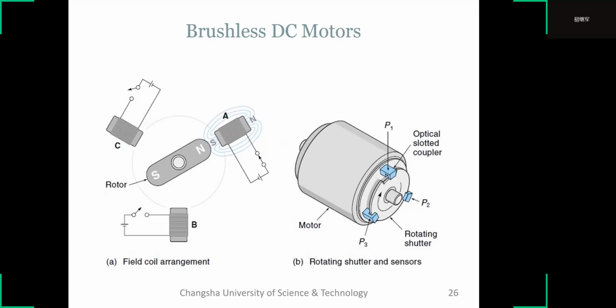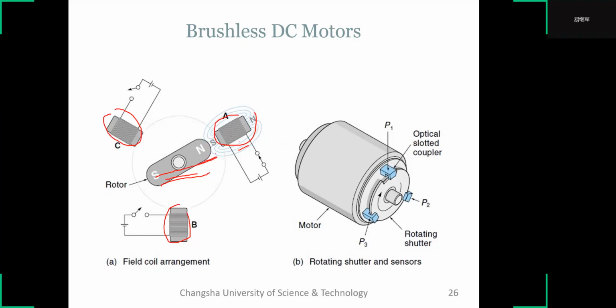This is a brushless DC motor. This is coils, ABC coils. Here is a rotor. When this coil is powered on, the rotor changes position like this.